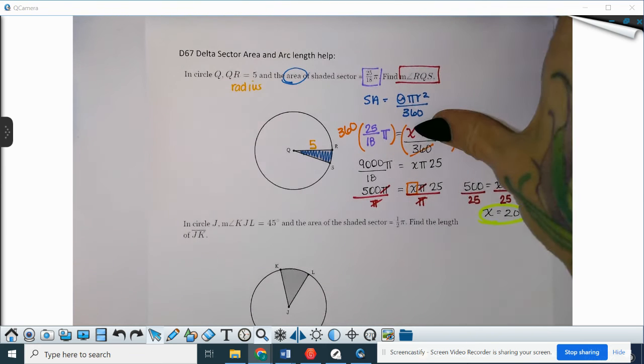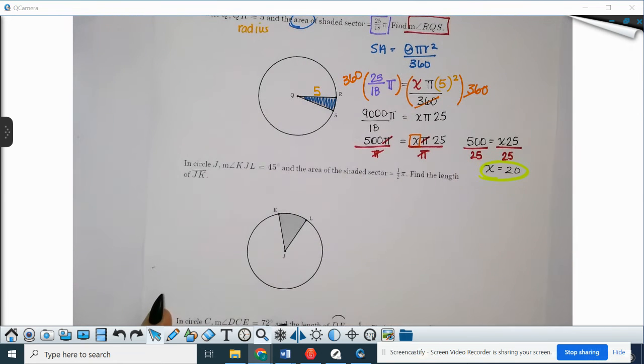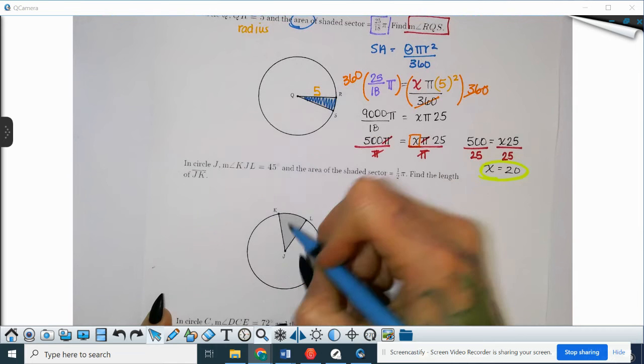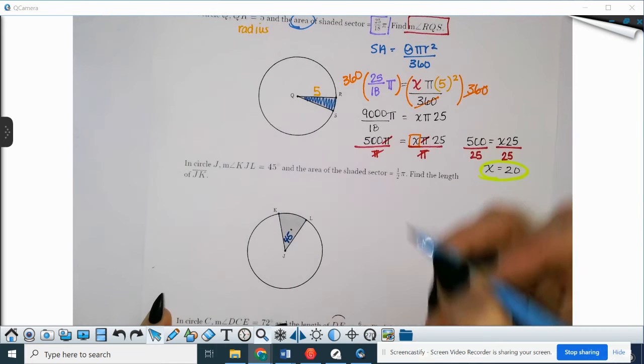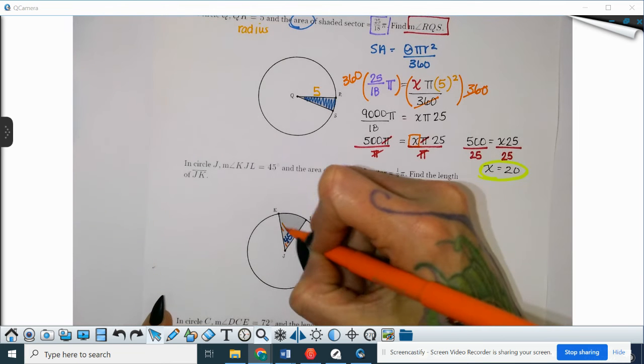All right, so to do another one. So circle J, KJL. So KJL is 45 degrees. That's going to be theta. And the area of the shaded sector is 1/2. So again, they've already done it for the area of all of the shaded sector.